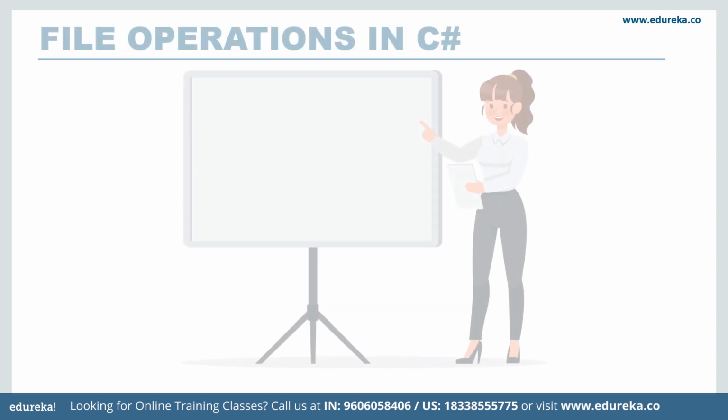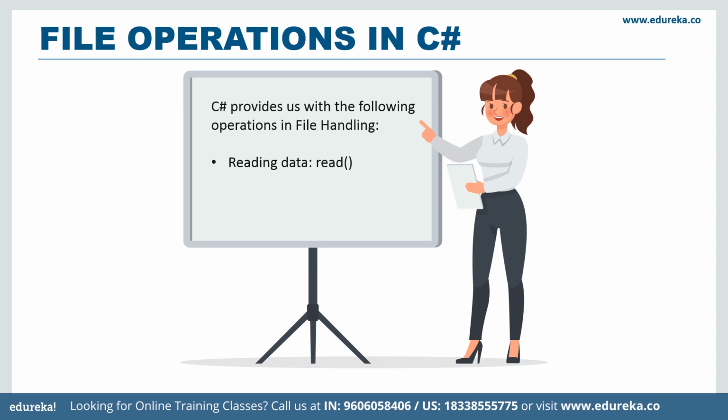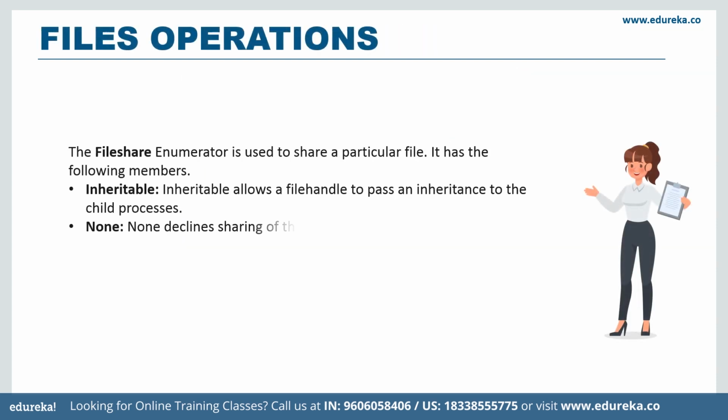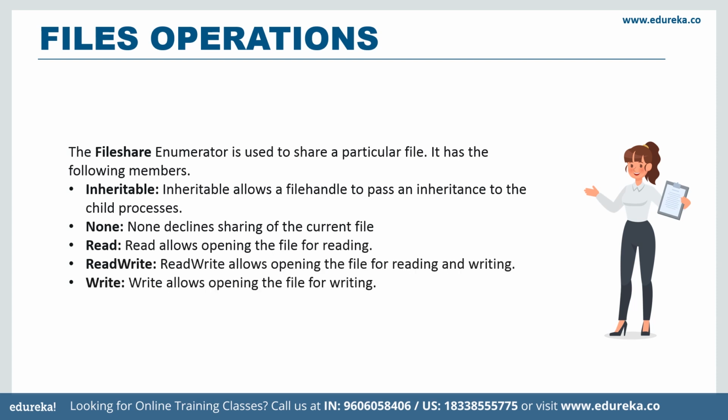Now followed by this, we shall understand the file operations in C#. The file operations in C# are reading data, which is read, then writing new data, which is write, and finally we have read and write. With this, let us understand file share enumerator. The file share enumerator is used to share a particular file. It has the following members.